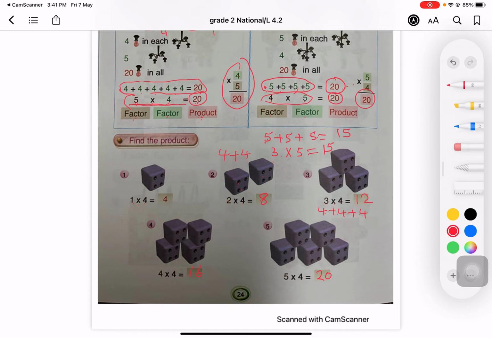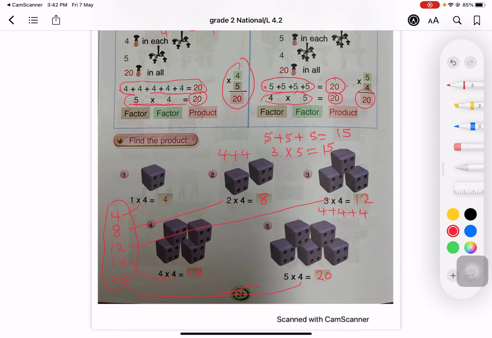In all, it's 20. So if you skip counting by 4, yani first 4 by 1, it's 4. 4 by 2, it's 8. 4 by 3, it's 12. 4 by 4, it's 16. 4 by 5, it's 20. These we call them the multiples of 4. If you skip count by 4, start 4, 8, 12, 16, 20. This is table 4, half of table 4. This is table 4 by 1. This is by 2. This is by 3. This is by 4. And this is by 5.